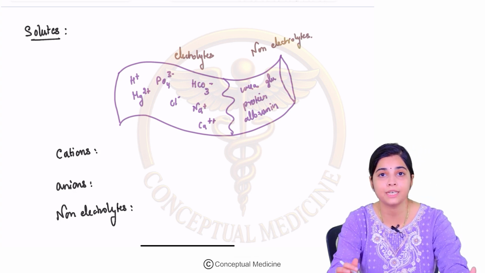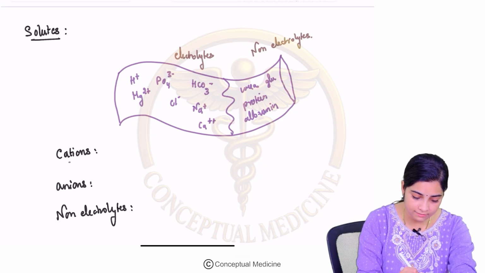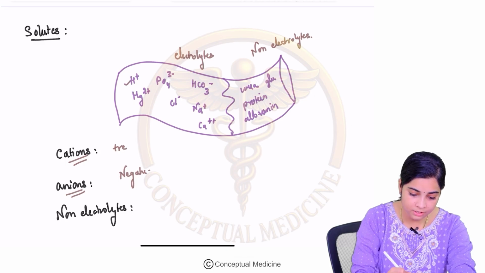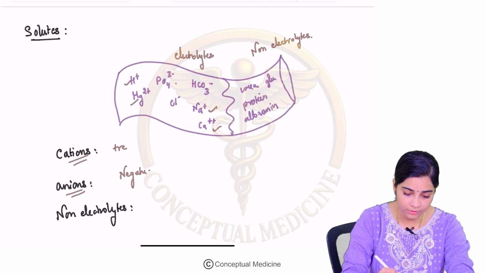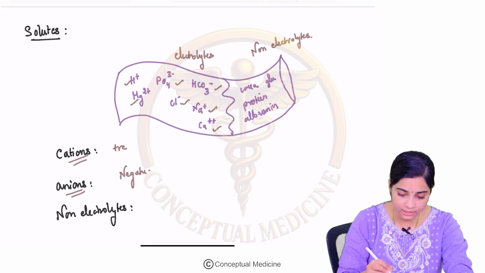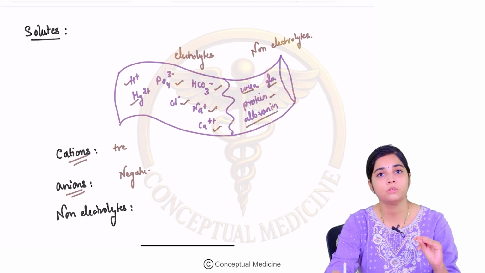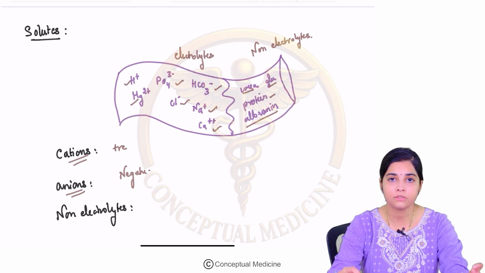Right, so we have the electrolytes as well as the non-electrolytes. The electrolytes include positively charged ions, the cations, and the negatively charged ions, the anions, right? So H plus, magnesium, sodium, calcium are all the cations, whereas the phosphate, chloride, bicarbonate are all the anions. Then you have the non-electrolytes, which include substances like urea, glucose, proteins and albumin. So these electrolytes and non-electrolytes are basically the solutes which form part of the total body water. So that is about your solutes.